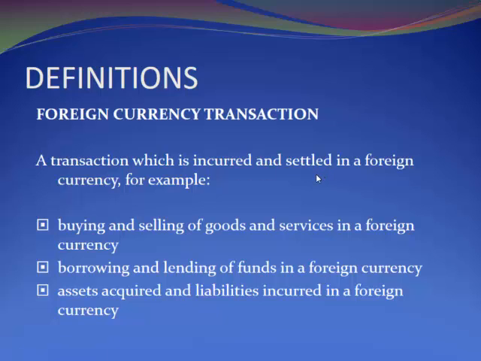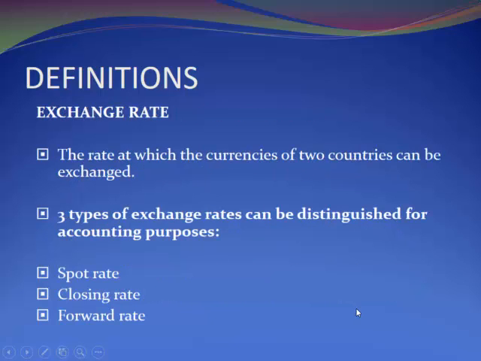As you saw previously, this includes the buying and selling of goods and services in that foreign currency, the borrowing and lending of funds in a foreign currency, and also assets acquired and liabilities incurred in a foreign currency. Definition of an exchange rate: the rate at which the currency of two countries can be exchanged. Usually for accounting we distinguish between three types of rate: the spot rate, the closing rate, the forward rate. The spot rate is, as the word says, the rate at a specific date or time.